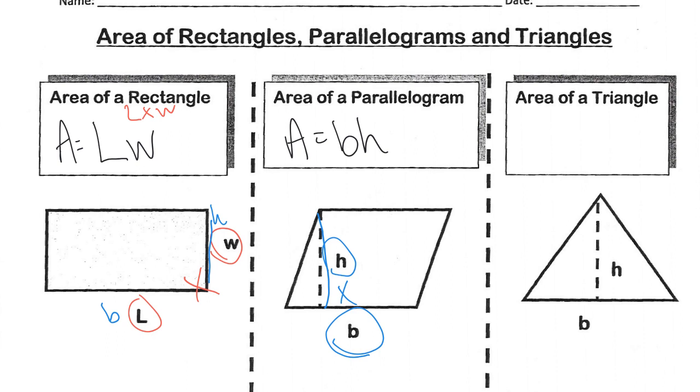Whereas a triangle is going to be using similar letters as the parallelogram, except that its area works a little differently. It is base times height, but instead of the full base times height, it's half. So the area of a triangle is 1/2 times base times height. So base times height and then times 1/2 is what the area is. Okay, so now let's look at these each individually.